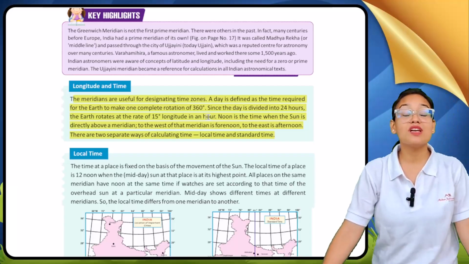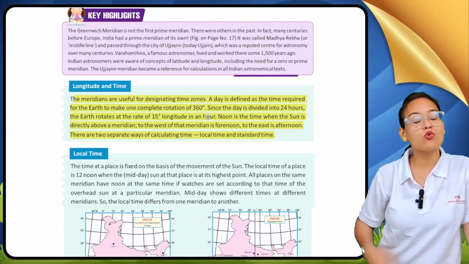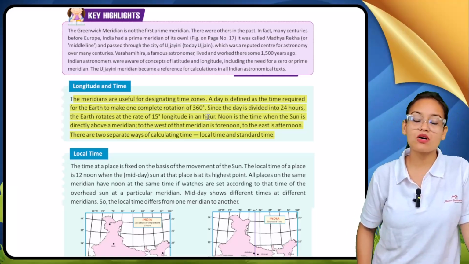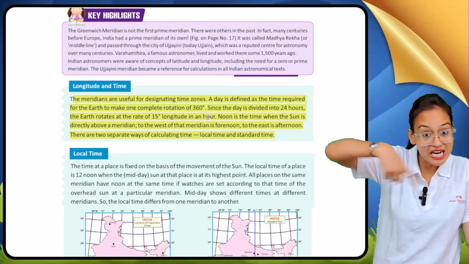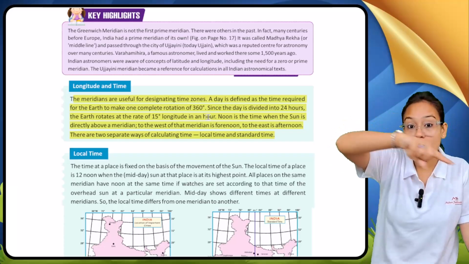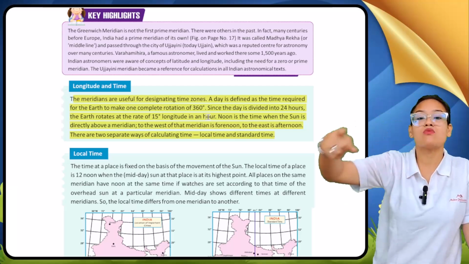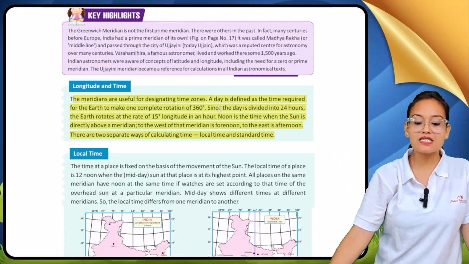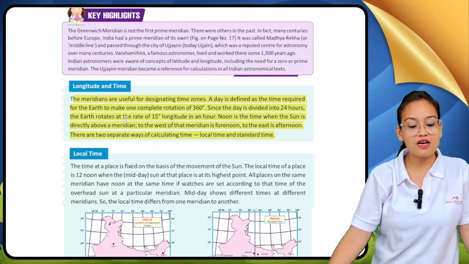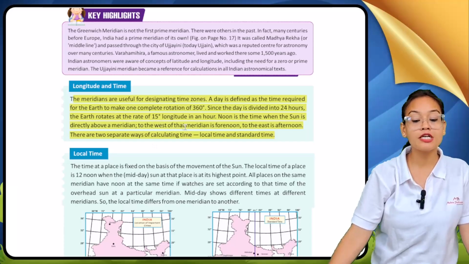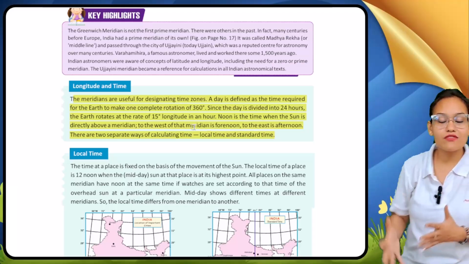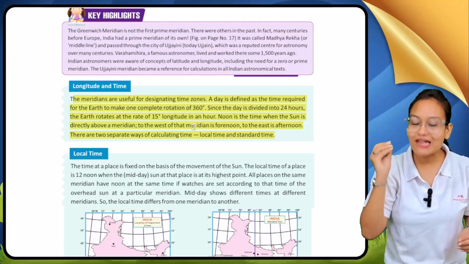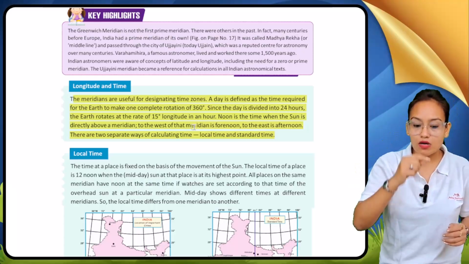First of all, what is the meaning of day? We know day and night, but what does day mean? Day means the duration required by our earth to complete one rotation. The earth turns a total of 360 degrees. This rotation of our earth is known as a day. Since the day is divided into 24 hours, the earth rotates at the rate of 15 degrees of longitude in an hour. We all know there are 24 hours in a day. It means the earth takes 15 degrees each hour to complete its one rotation.